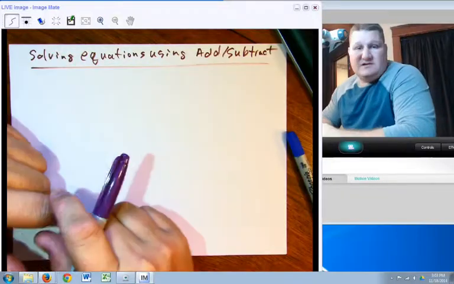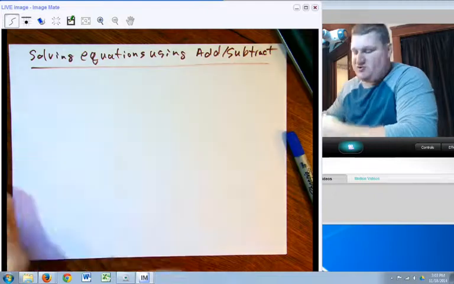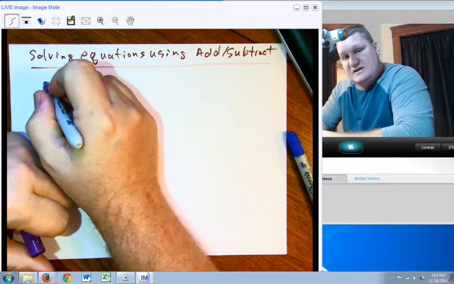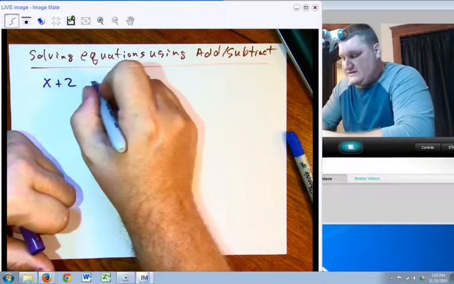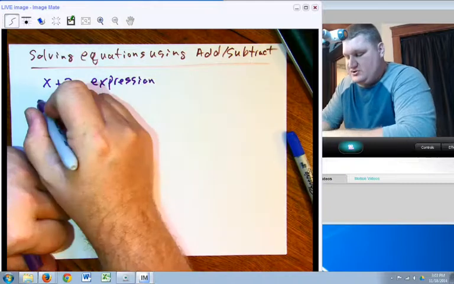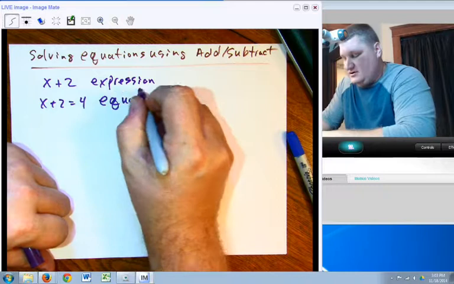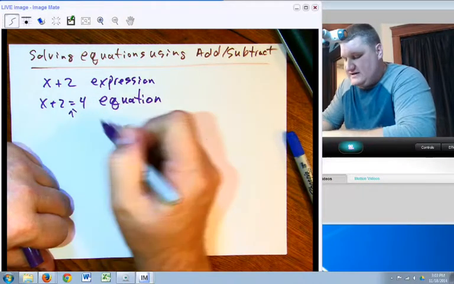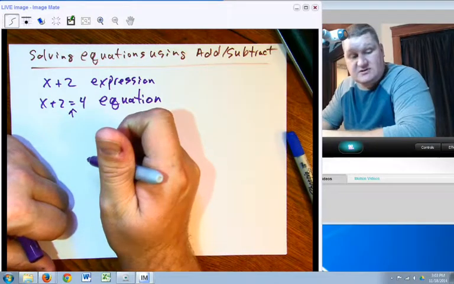Okay, ladies and gentlemen, let's start talking about solving equations using addition and subtraction. Now, the first thing we need to talk about is the difference between an equation and an expression. x plus 2 is an expression versus x plus 2 equals 4 is an equation, because an equation has an equal sign in it. That equal sign tells you it's an equation, not simply an expression.